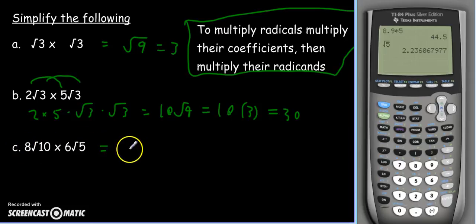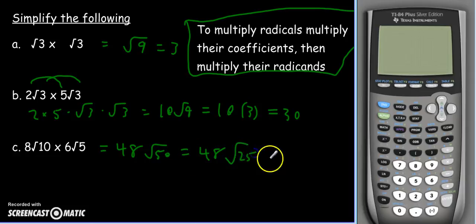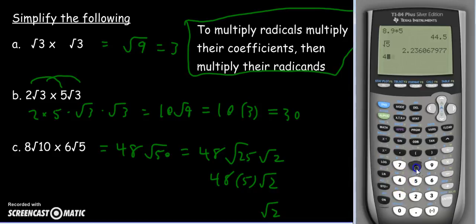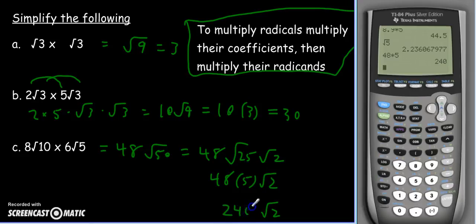So if we multiply these, we get 48 radical 50. Now 50 can be simplified, so that's 48 times the largest perfect square that goes into 50, which is 25, and 2, so that's 48 times 5 times radical 2. So the answer is going to be radical 2 something. What is 48 times 5? Use a calculator. 48 times 5 is 240. Okay? I believe there's something else.